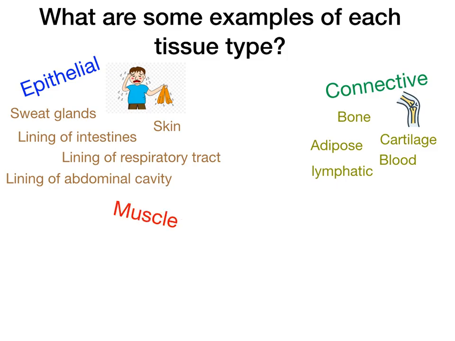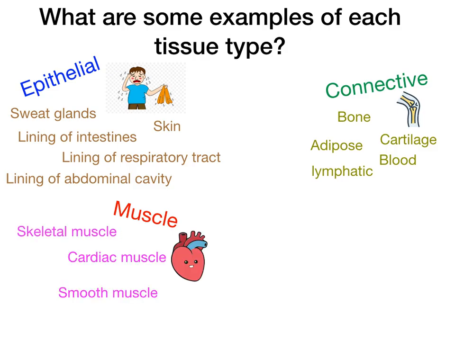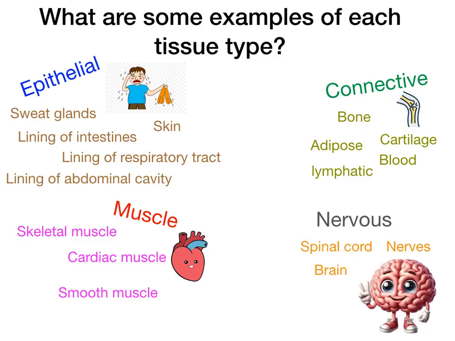Then we have our different types of muscle tissue, which include our skeletal, our cardiac, and our smooth muscle. Obviously, skeletal muscle, those attached to our bones, they make our body move, all of our joints move. Our cardiac muscle is only comprised of our heart, and then our smooth muscle is comprised of our digestive tract, our uterus, and our blood vessels, just to name a few. And then last but not least, we have our nervous tissue, which includes our spinal cord, our nerves, and our brain.